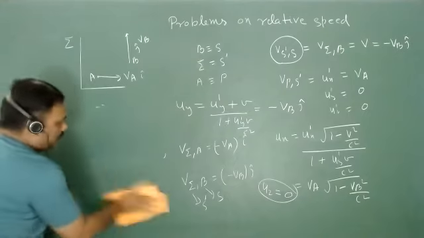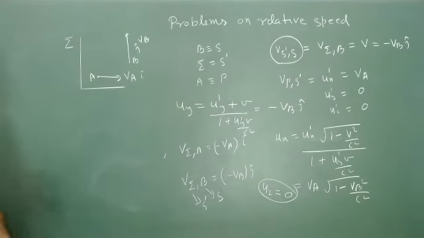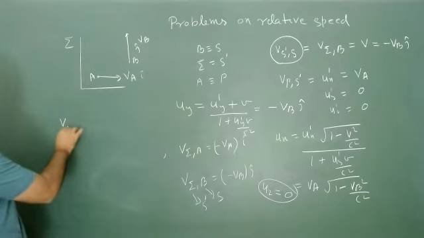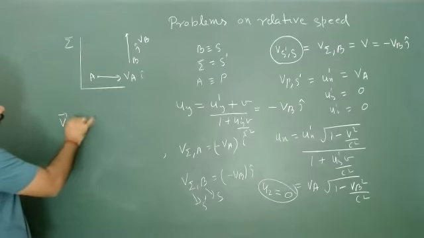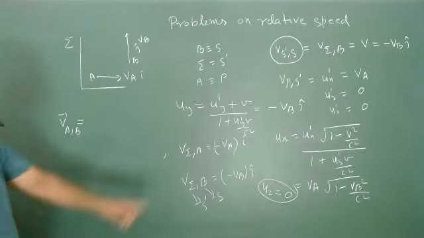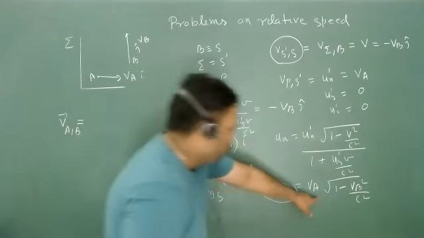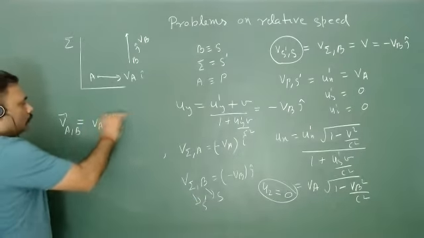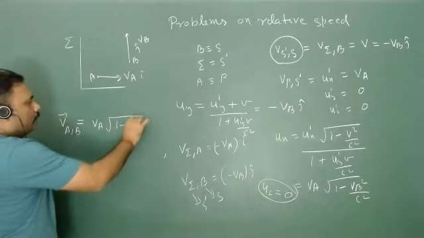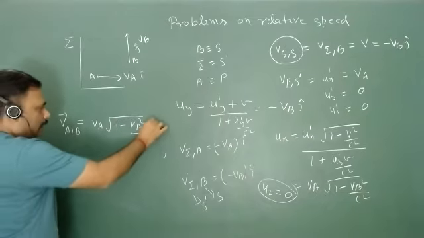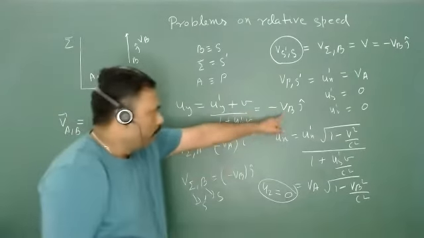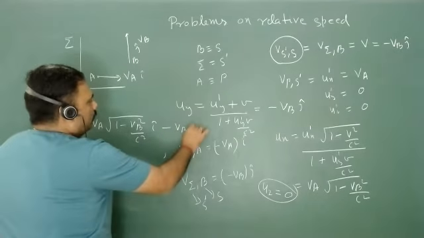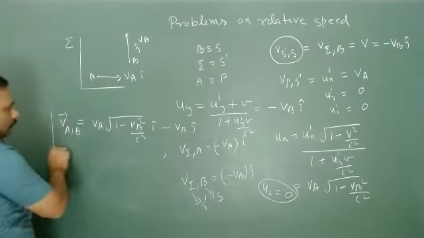So my answer will be velocity of A with respect to B. It's something like, we have X component, this one is my X component. So this will be VA root under 1 minus VB square upon C square in the I cap direction. And this will be my J cap component, so this is with the negative VB J cap direction, isn't it?